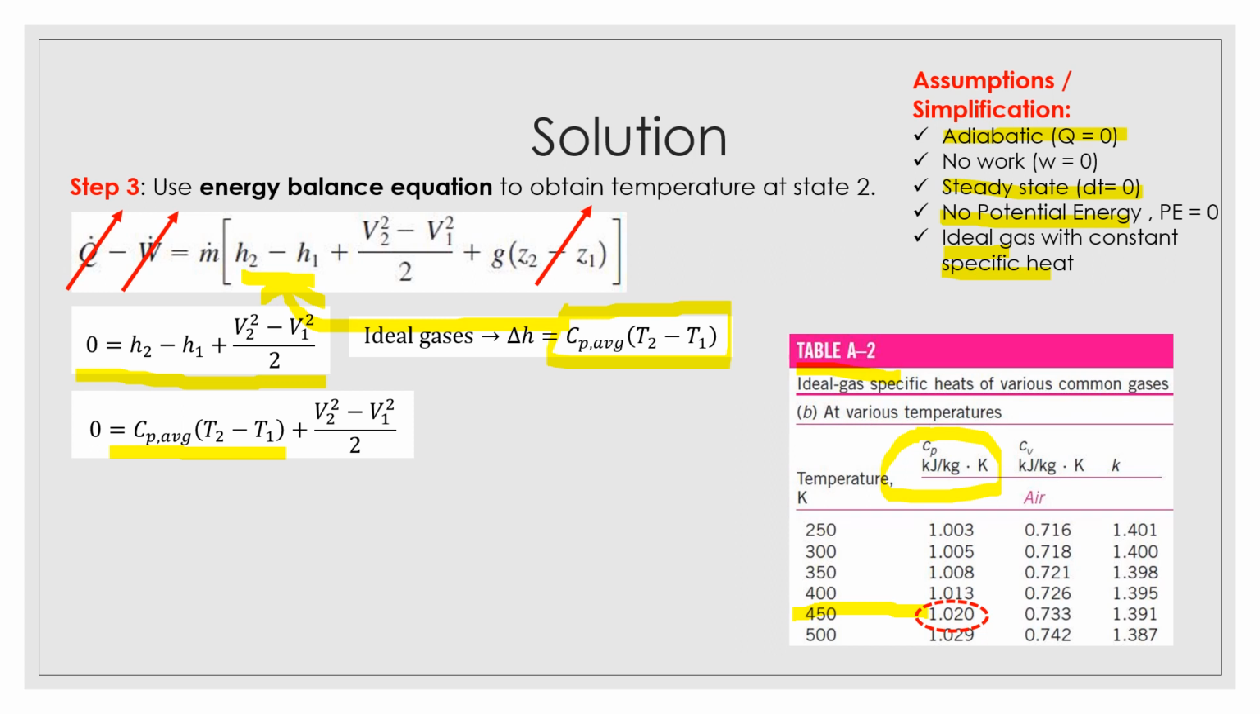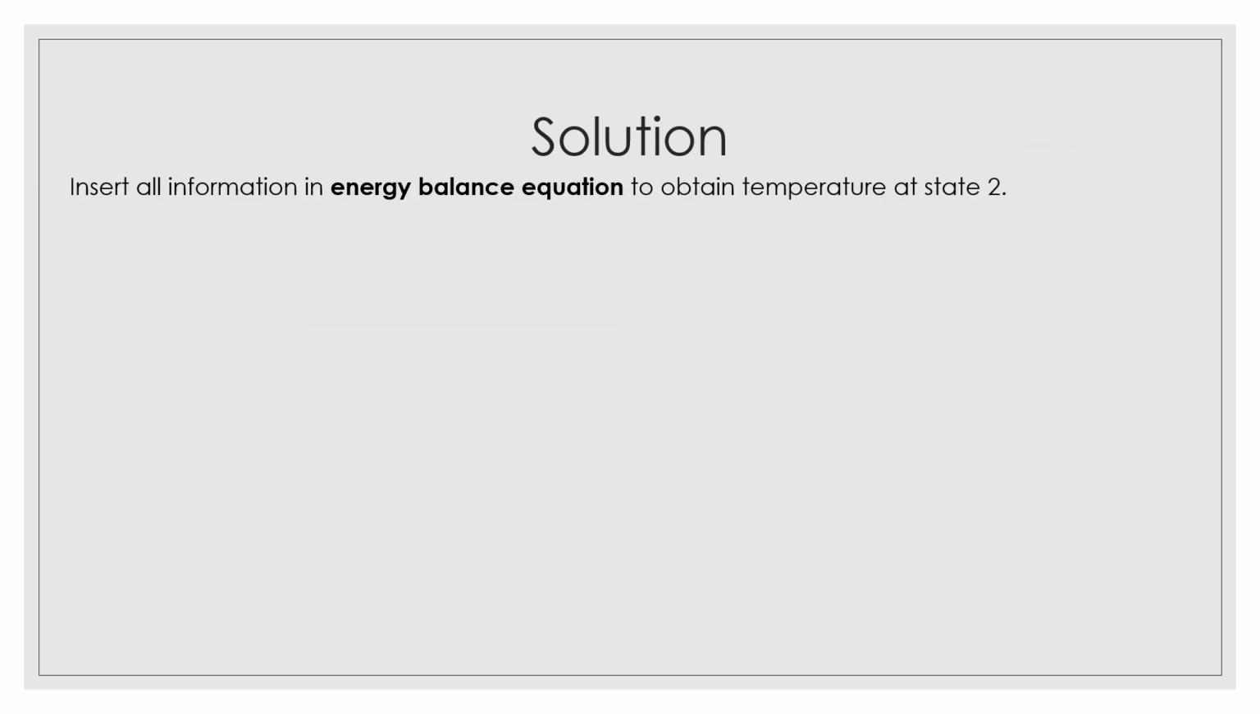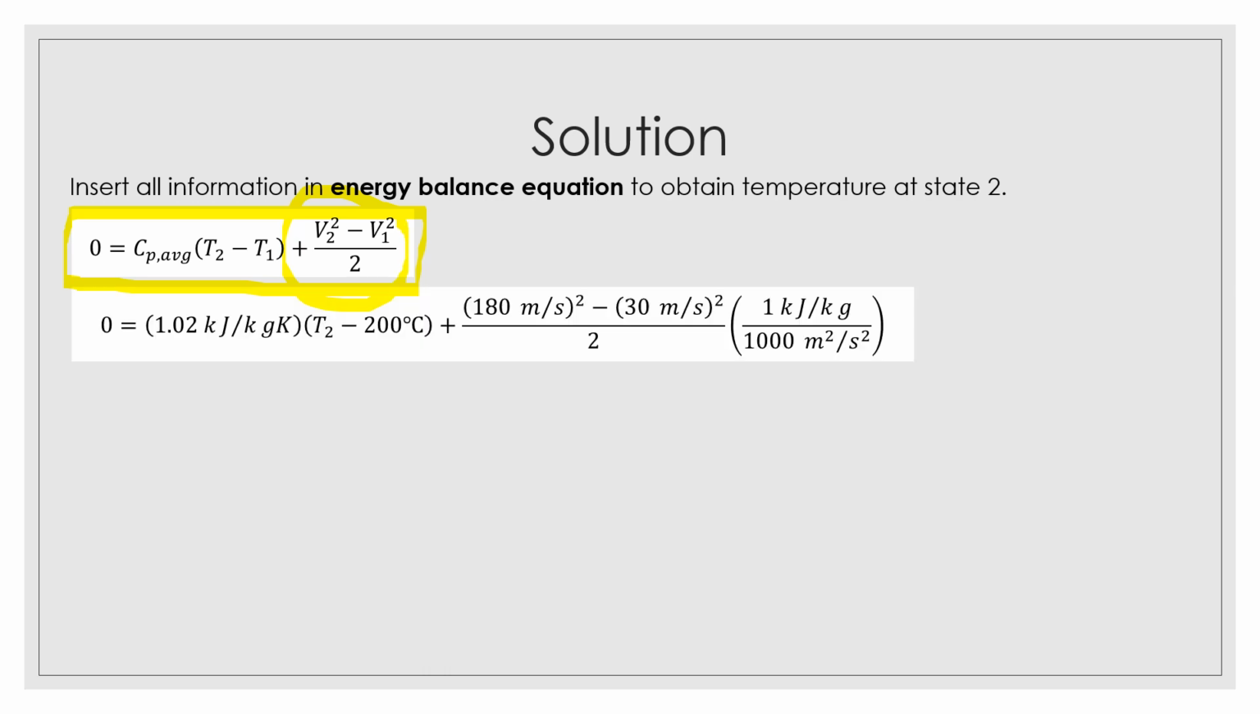And then after that, insert all information in the energy balance equation to obtain the temperature at state 2. We're still using the previous equation, considering the Cp average times delta T, and this is the kinetic energy. And then we just insert all the information. This is the kinetic energy. Okay, so this is the Cp delta T.